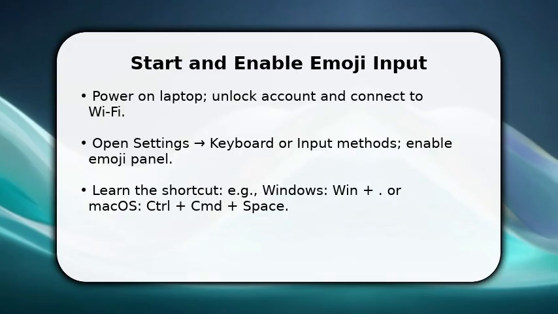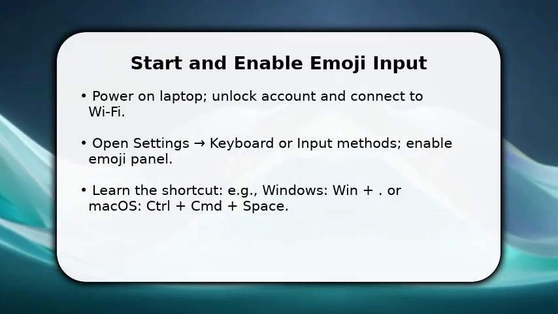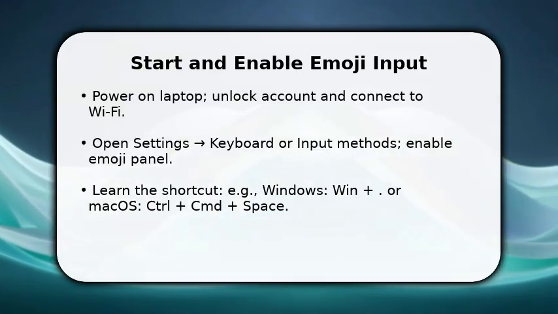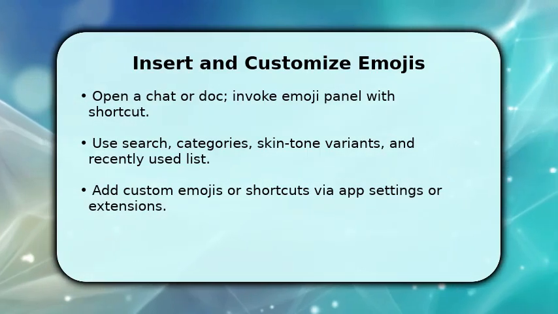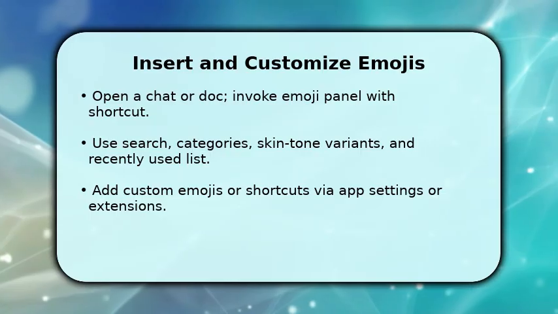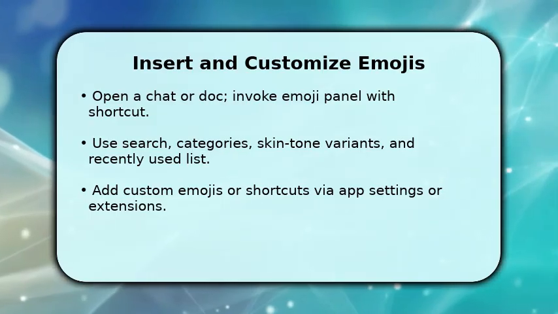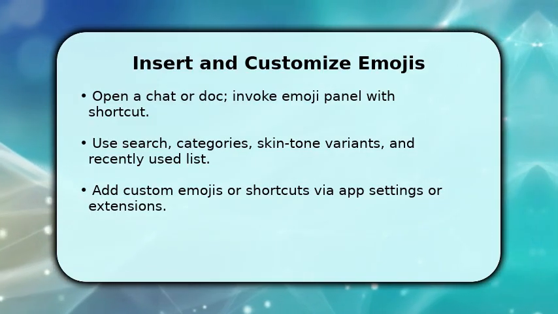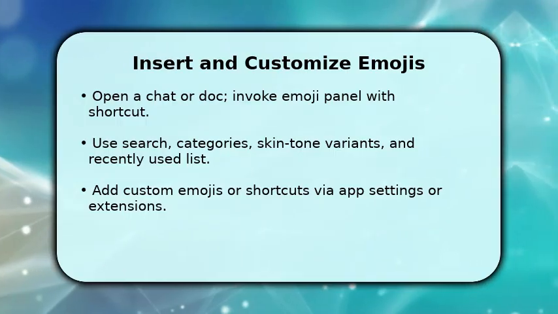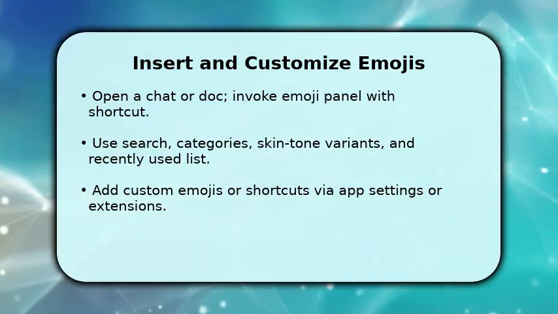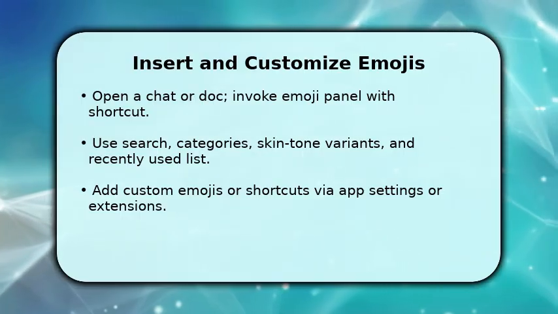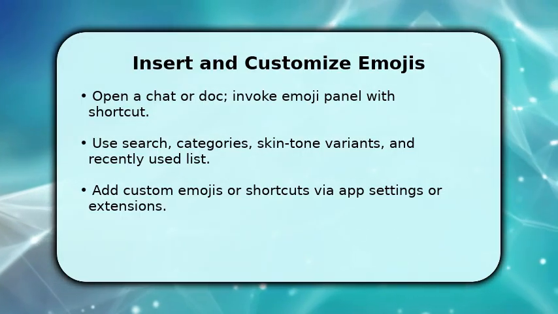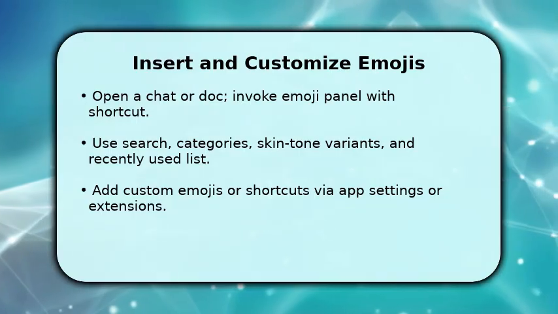This initial step unlocks the visual drawer you'll use in apps, and it saves time compared to opening menus each time. You're ready to insert emojis into any app. Open your chat, document, or post composer and call the emoji panel with the shortcut. Use the search bar to find symbols fast, switch categories for groups, and pick skin tone or gender variants where available. If you want repeated emojis faster, add them to favorites or create text shortcuts in keyboard settings.